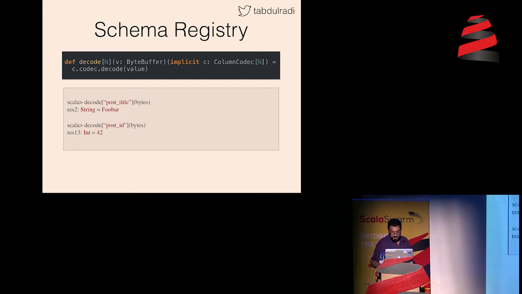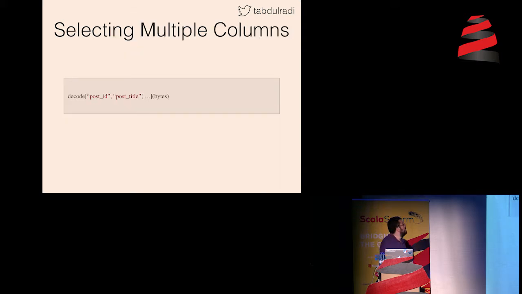This is the last bit of improvement in our presentation. So the last bit, I want to select multiple columns. You usually don't say select X. You say select X, Y, Z, right? So I want my decode function to be able to accept arbitrary type parameters.